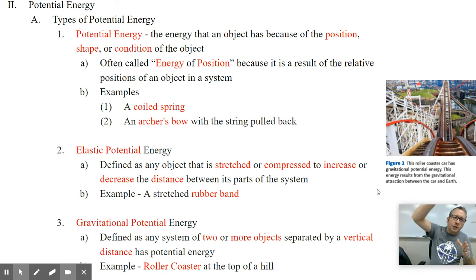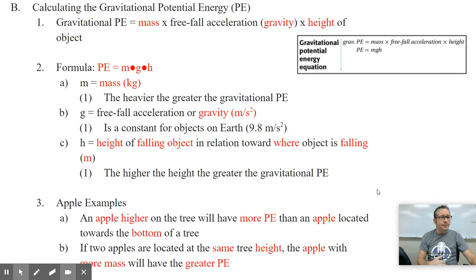Now, as you begin to go over that hill and go down, that potential energy will be converted into kinetic energy. We don't ever get rid of energy; we just simply transform it or transfer it.